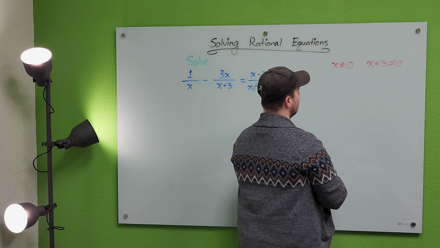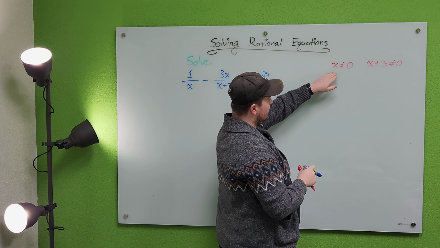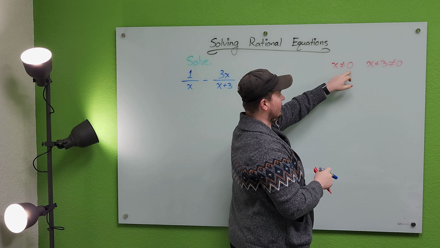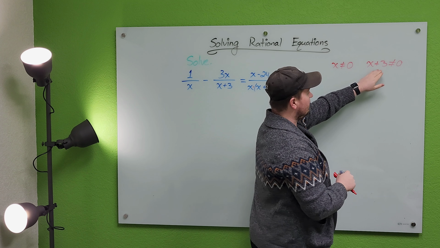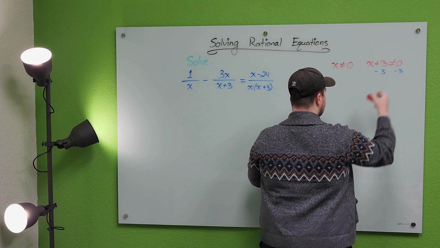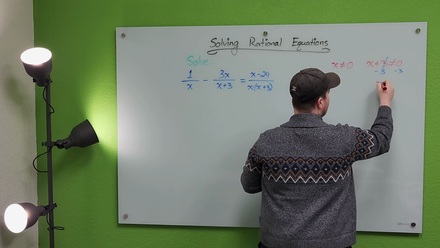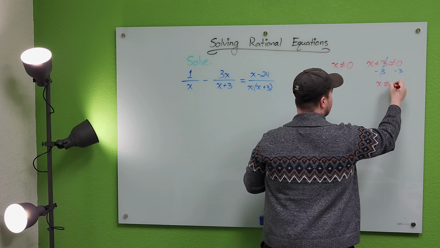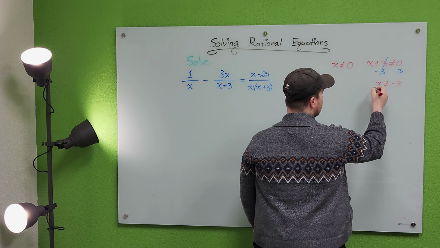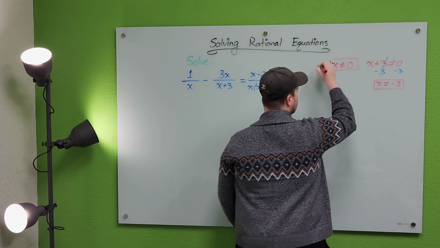So after you set each denominator equal to 0, we solve for x. So we see here, x is already by itself, so we can clearly see x is not allowed to be 0. Here, we need to do a little work to get x by itself. So we can start by subtracting 3 from both sides, canceling that, and we see x is not allowed to be -3. So these are two values that are restricted. We are not allowed to use these.